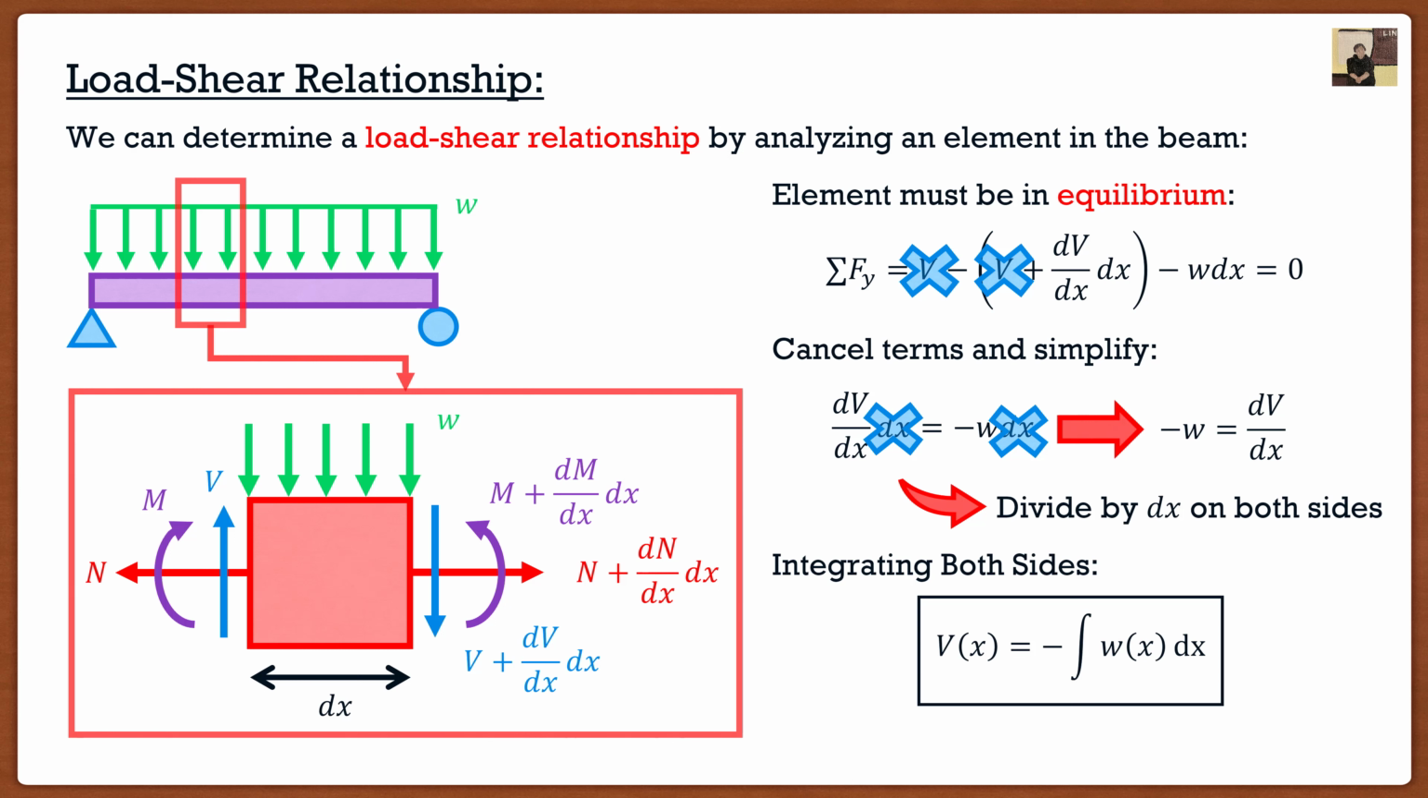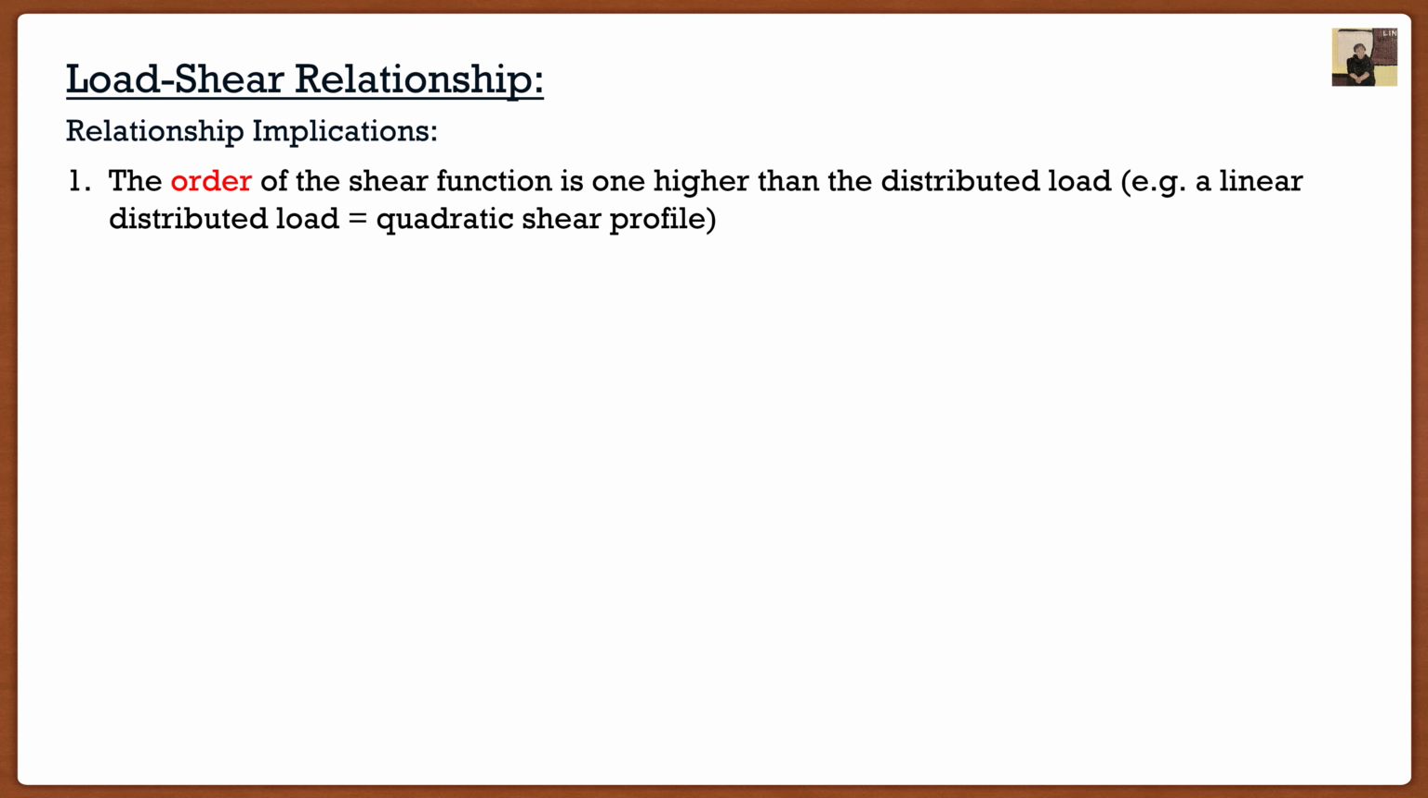Now you guys are saying, all right, Clayton, it's not too bad. But what exactly does this tell us? Well, it tells us 3 things that are going to make your lives a lot easier. The first one is the order of our shear force function is always going to be 1 higher than our distributed load because we're taking an integral. So if I have a constant distributed load, then my shear must be linear. If I have a linear distributed load, like a triangle, then my shear must be quadratic, and so on and so on. So that's kind of the first nice little thing.